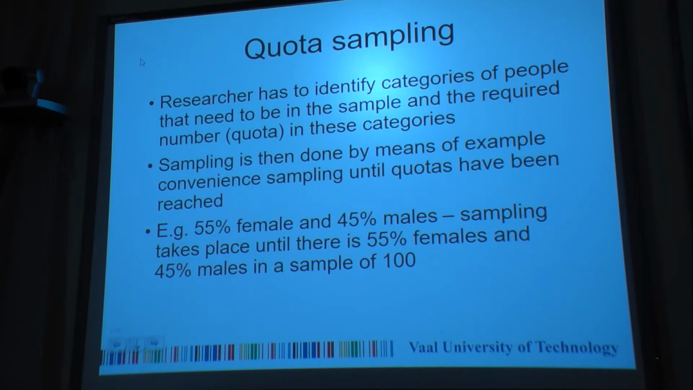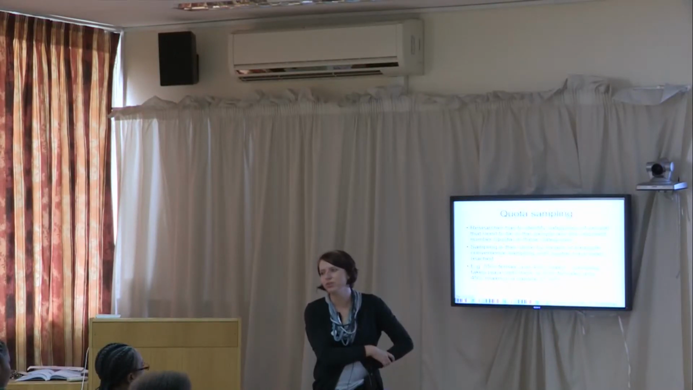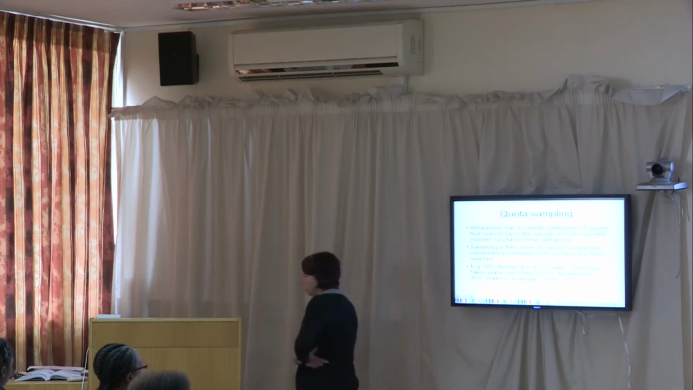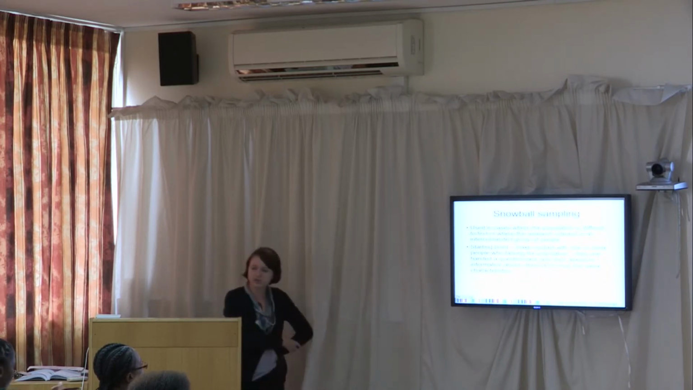So then you will conveniently approach, using convenience sampling, females until you reach the quota of 55%. And for males, you will go on conveniently until you reach 45% males. But there's no random selection, no real scientific explanation for why you are doing it this way. But it does have a place and a space to use, as we've said, in testing phases and so on. Snowball sampling can be used.